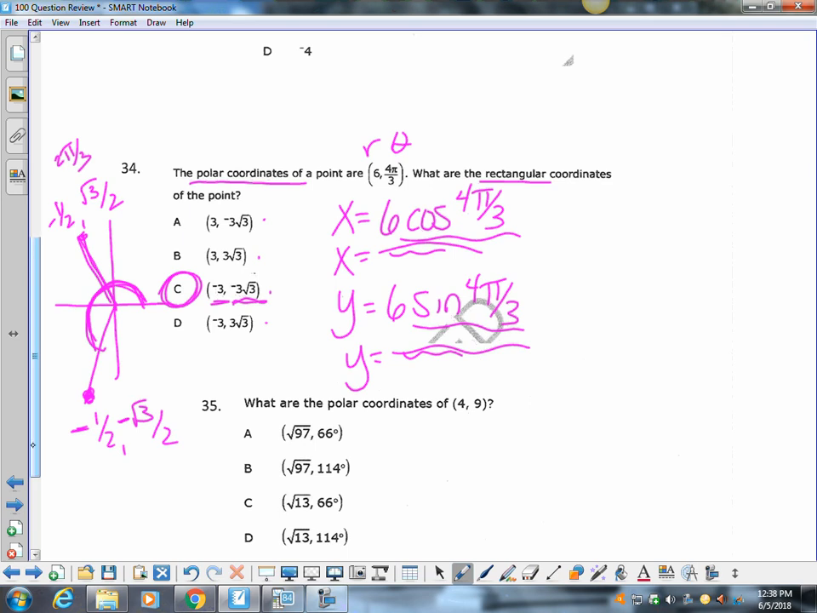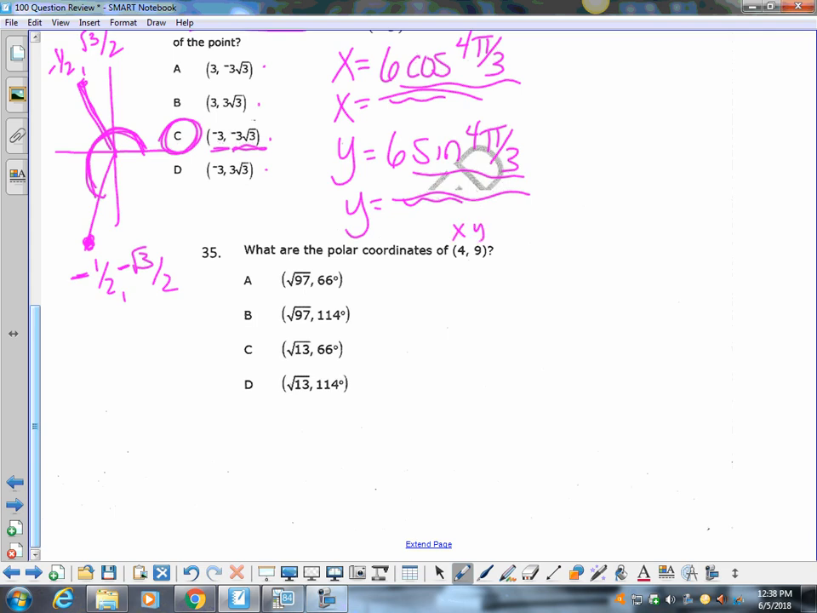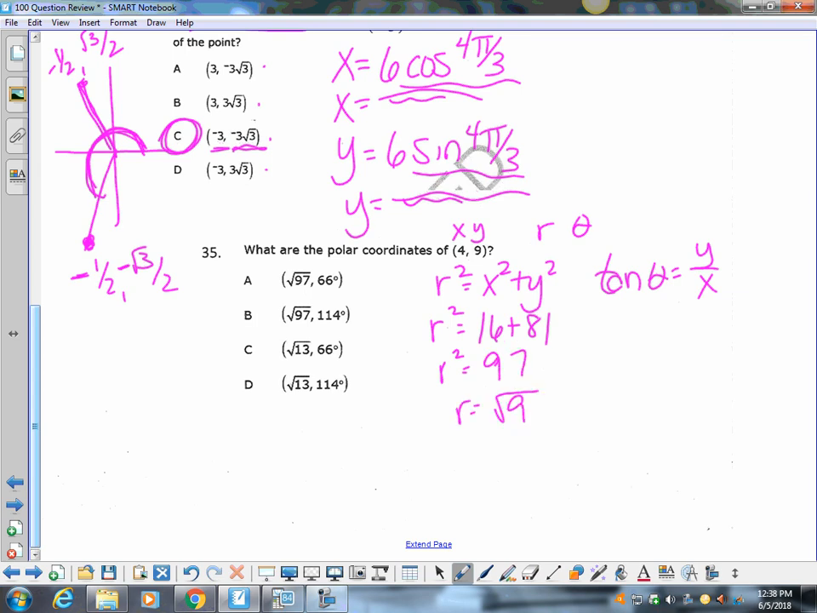Okay, and then 35, we're going to go back the other way. This is an x and a y, and I want an r and a theta. So I need to use this formula and this formula. So r squared equals 16 plus 81. So r equals root 97. And tangent of theta, this is the one we messed up on, equals 9 over 4. So you tangent inverse your answer to get your theta. And he's 66 and some change.